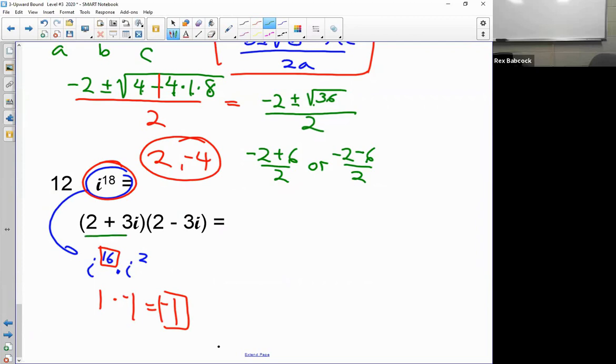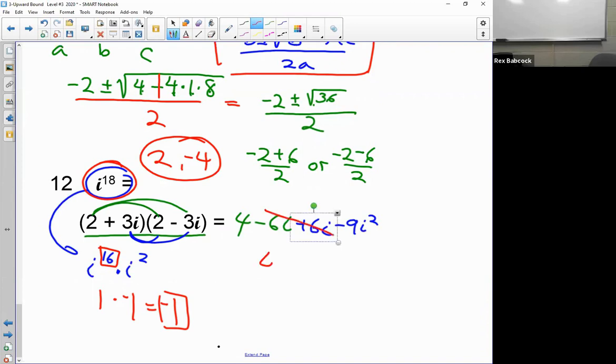You can also do that just like that on your calculator, and it will show you the same answer. And the last example before we look at the class worksheet is this. You would FOIL. 2 times 2 is 4. 2 times 3 is a -6i. 2 times 3 is 6i. And 3 times 3 is a -9i squared. 6 minus 6 is 0. I squared is a -1, so it's really 4 plus 9 or 13.